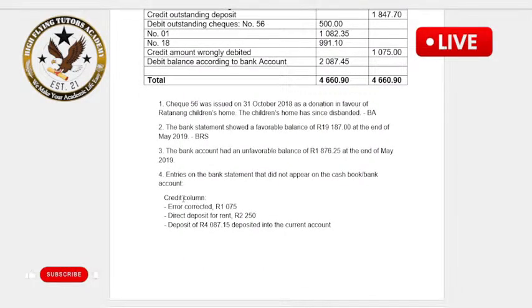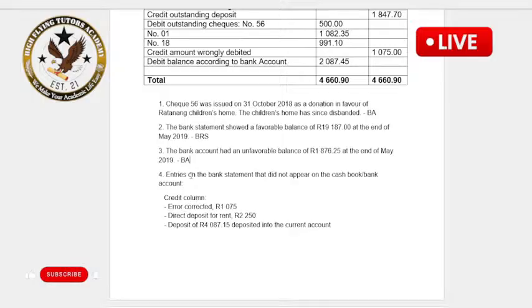Right there they say the bank account had an unfavorable balance of 1,876.25 at the end of May 2019, right? So this affects our bank account, our BA right there. And our BA is unfavorable, so it means we must credit this account in the BRS as balance brought down, because the opening balance, if it's unfavorable, must go to the credit side of the bank account. I hope you got that one.